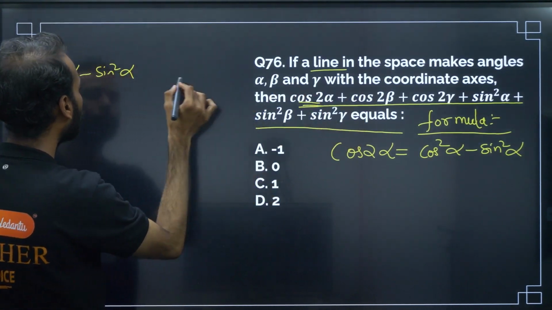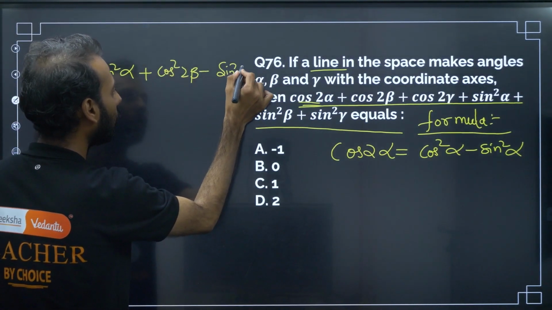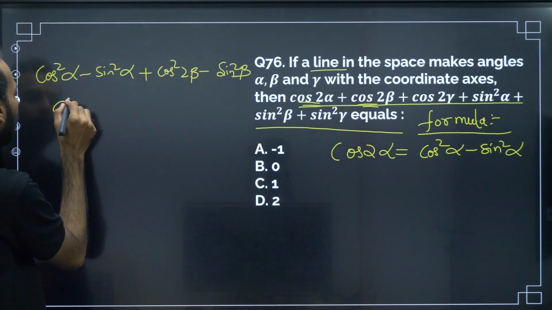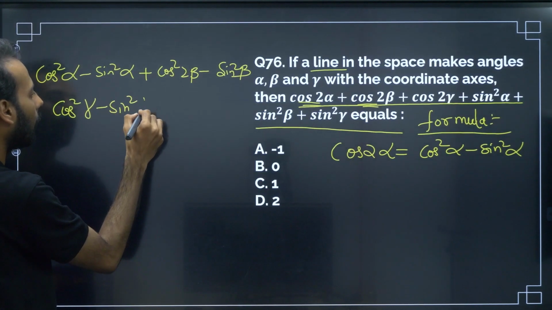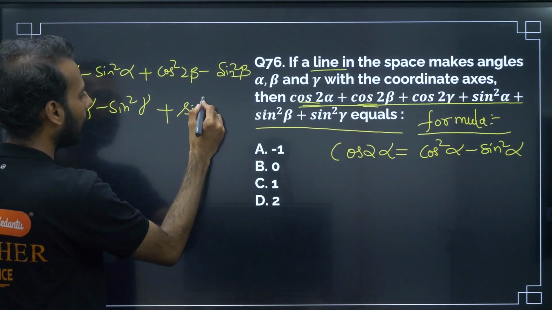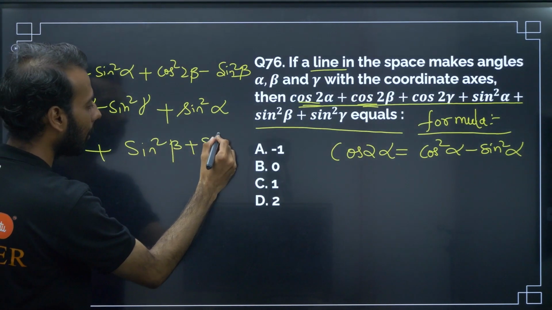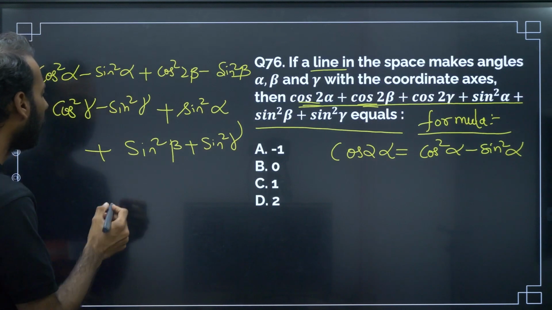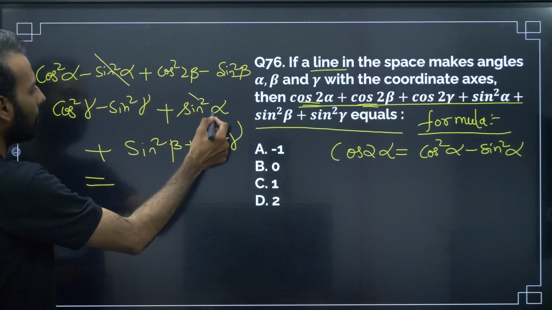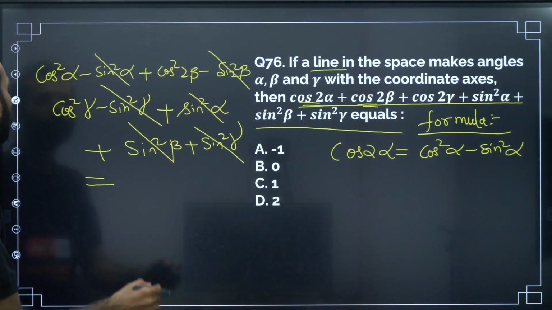Cos 2 alpha I am writing like this, cos 2 beta, cos square beta minus sin square beta, cos 2 gamma, cos square gamma minus sin square gamma, plus sin square alpha plus sin square beta plus sin square gamma equals, they're asking to find the value of this. So if I observe here, sin square alpha negative, positive gets cancelled, sin square beta gets cancelled, negative sin square. So what are we left with?